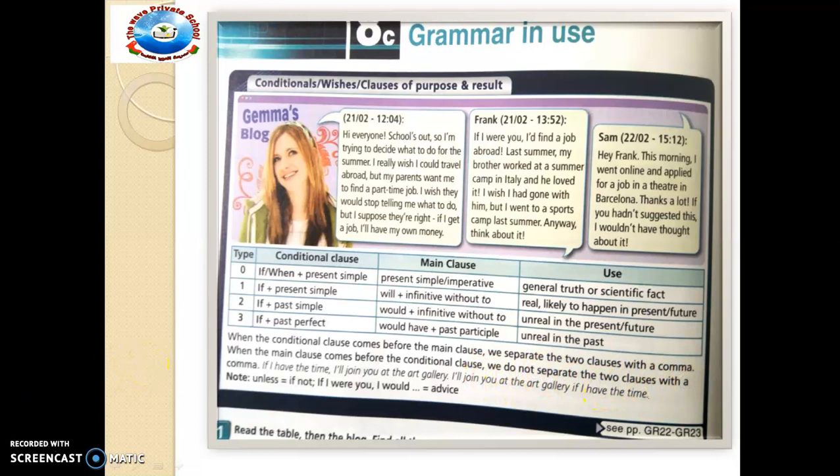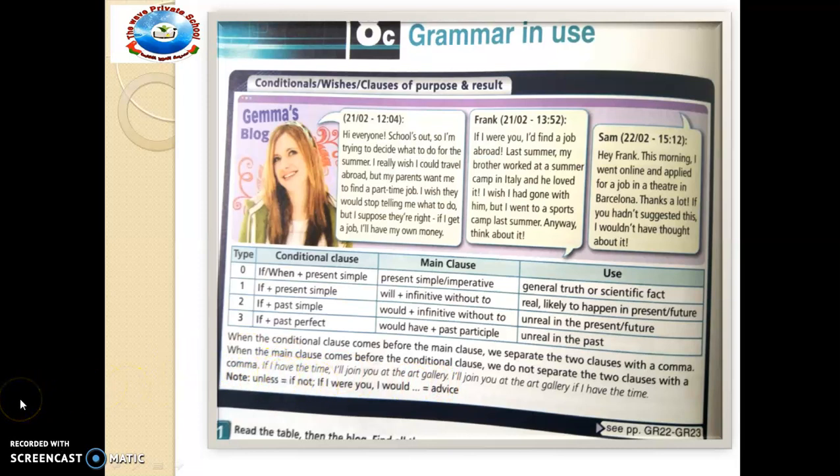Now, how do we identify the conditional clause and the main clause? How do we identify them? Okay, let's see this. If I have the time, you see there's a comma, I will join you at the art gallery. Now, this is the conditional, the if I have the time.